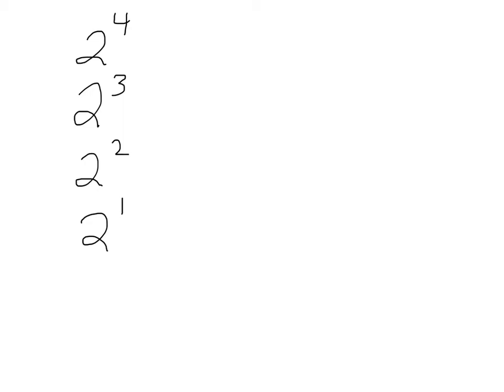So if I gave you 2 to the 4th, what does it actually equal? 16. 2 times 2 times 2 times 2 is 16. What is 2 to the 3rd? 8. What is 2 squared? 4. What is 2 to the 1st? 2. Okay, now look at both columns and look at the pattern that is forming.